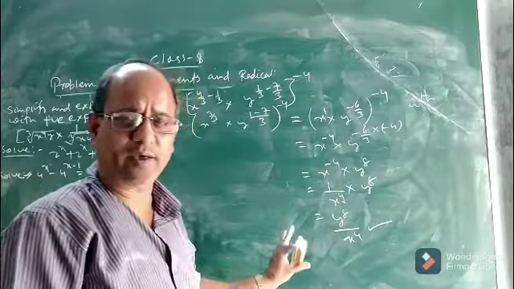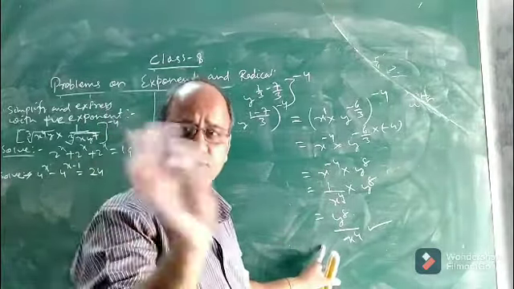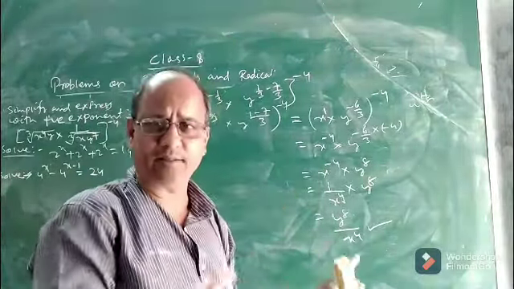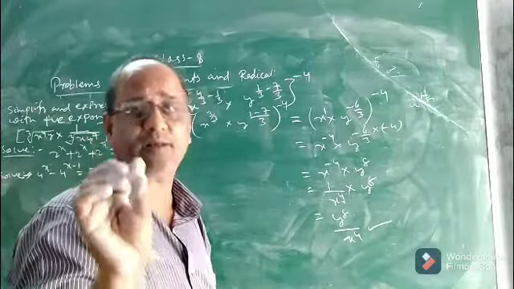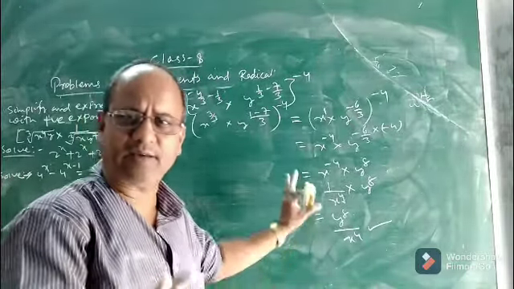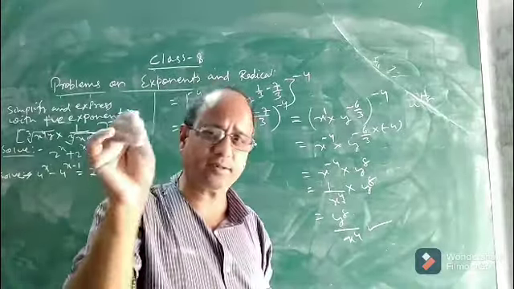So in this way, using the laws of exponents and the concept of radicals, you can simplify anything, if at all you use your brain properly. Nothing else. It is very easy. The only thing is we have to exercise our brain.